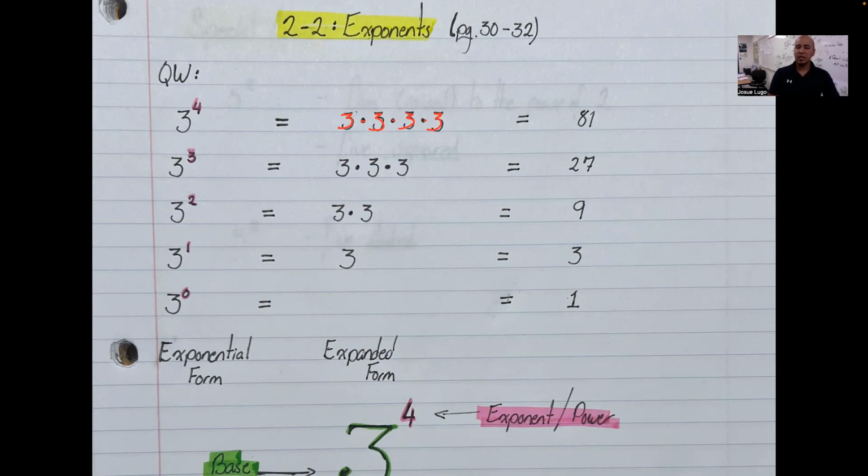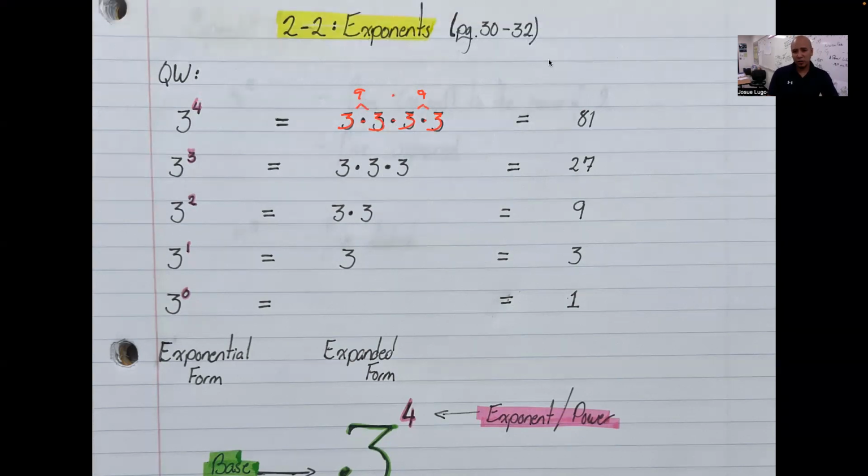And when I multiply this out, well, 3 times 3 is 9, 9 times 3 is 27, and 27 times 3 is 81. Another way you can work that out is 3 times 3 is 9, 3 times 3 is 9, and then 9 times 9 is, again, 81. It doesn't matter how you work it out because it's multiplication. The order doesn't really matter. You're going to get the same answer.